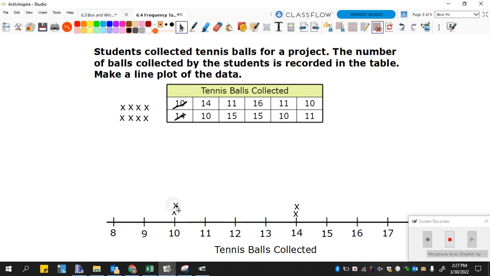All right. And we want to keep them spaced about the same. All right. There we go. All right. So let me cross those out. Then we have an 11 and a 15. So we have 11 down here and a 15 over here. All right. 16 and 15. All right, then we have an 11 and a 10.